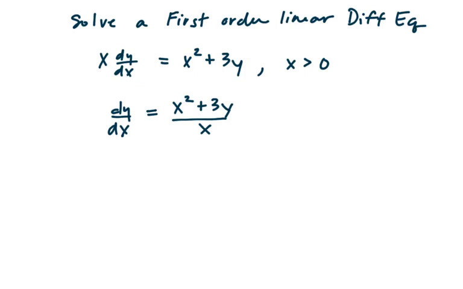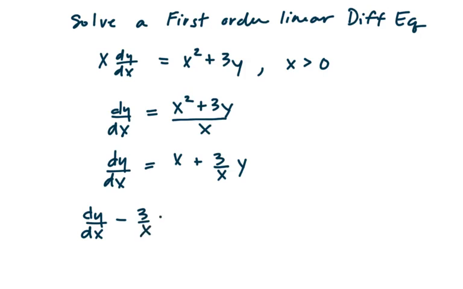Continuing, we already did this in a previous example, but we can unadd that fraction. X squared over x gives us x, and then I've got 3 over x y. So I'll subtract that, 3 over x y. I've got dy dx minus 3 over x times y equals x. So in this case, my p of x is negative 3 over x. My q is simply x.